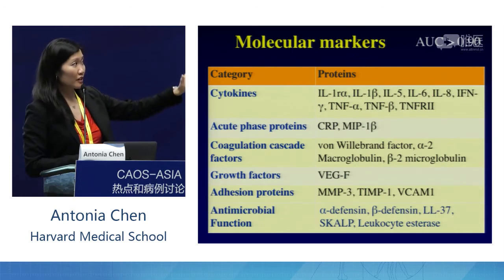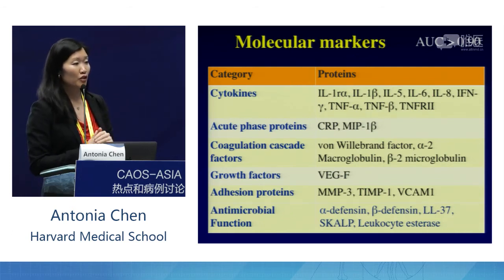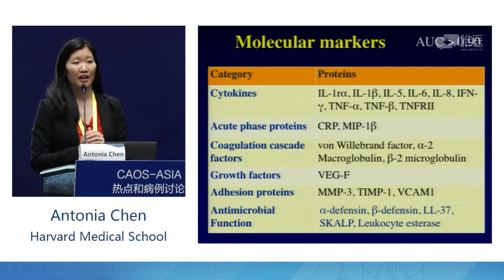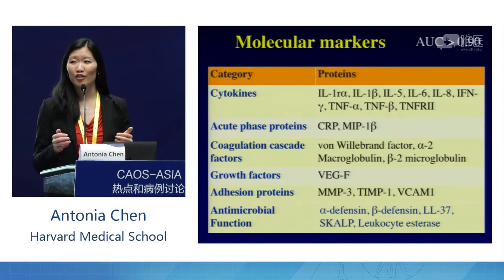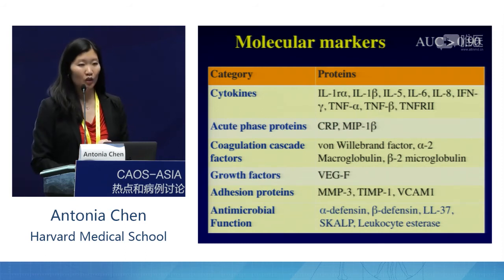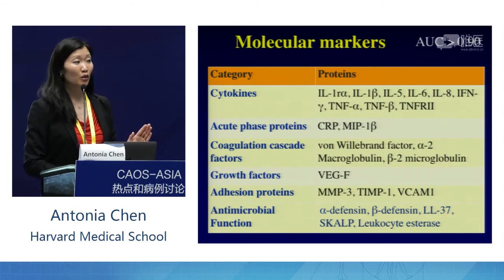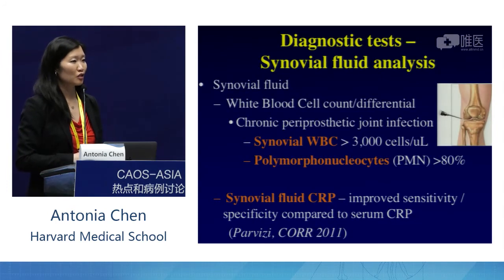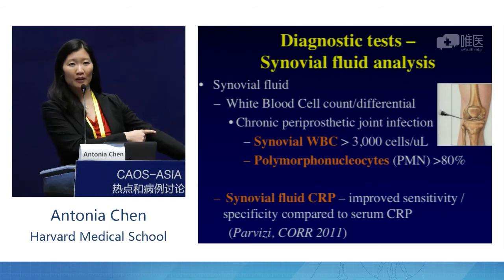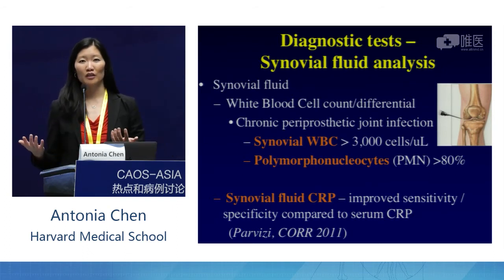These are different phases here of different molecular markers that have been shown to be high in PJI. The problem is, again, they're not available everywhere. So we wanted to look at tests that were available in different places. So we already know about the blood CRP. Why not look at synovial fluid CRP?